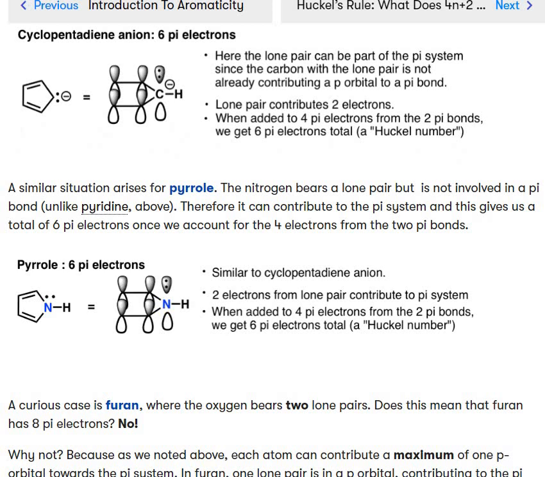A similar situation arises for pyrrole. The nitrogen bears a lone pair but is not involved in a pi bond, unlike pyridine above. Therefore, it contributes to the pi system, and this gives us a total of 6 pi electrons once we count the 4 electrons from the 2 pi bonds. So pyrrole: 6 pi electrons. Similar to the cyclopentadiene anion, 2 electrons from the lone pair contribute to the pi system when added to the 4 pi electrons from the 2 pi bonds. So we get 6 pi electrons total.